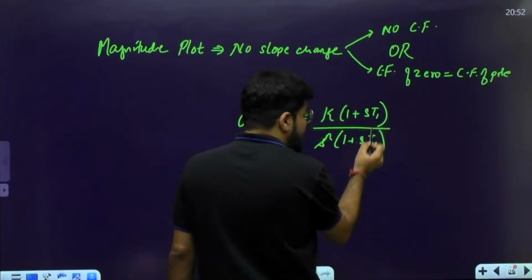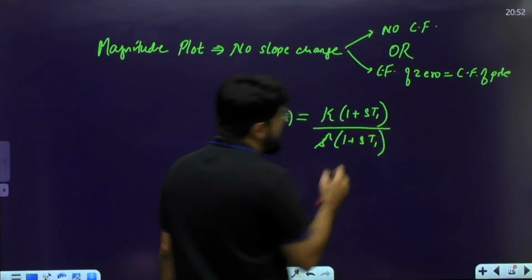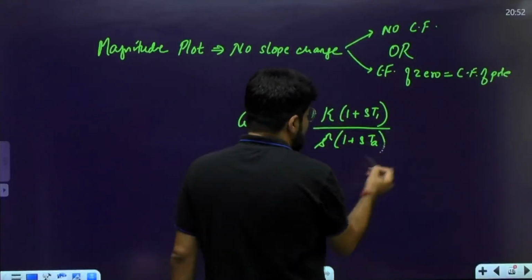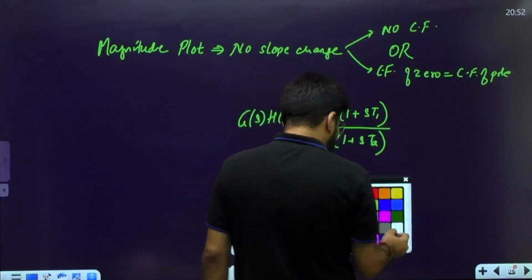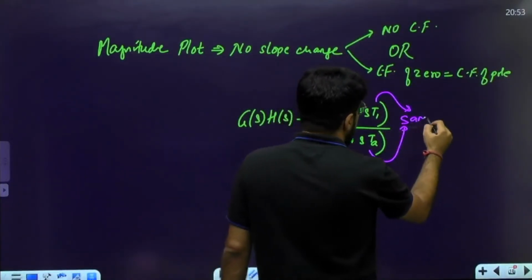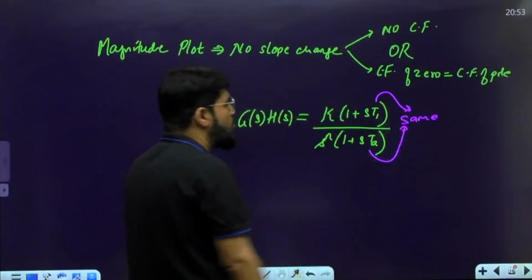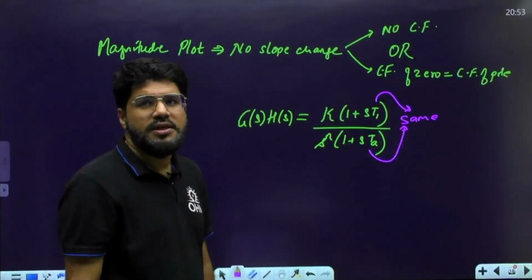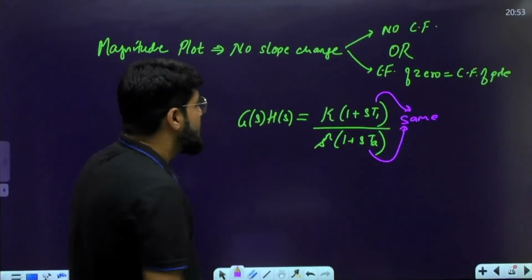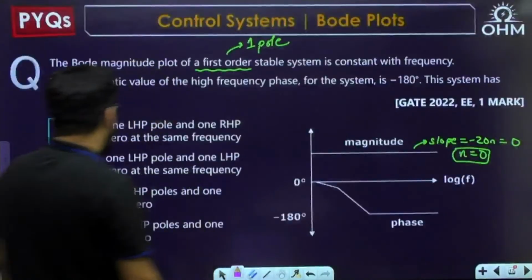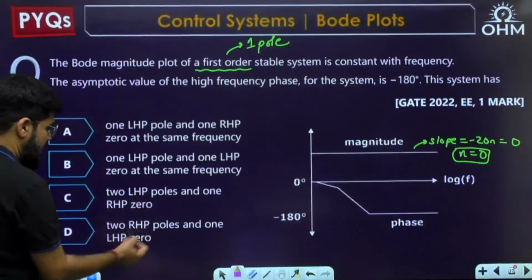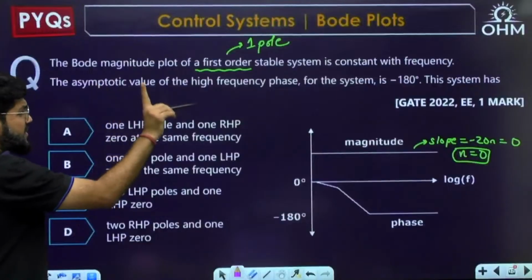The important point is that both of them should have the same corner frequency. Normally we write 1 plus st1 and here we write 1 plus sta. But no, this ta and this t1 should be the same. Same corner frequency means same time constant here. Now see, what does it mean? First of all, rule out option C, 2 poles and 2 zeros. No, it is first order, that means a single pole.